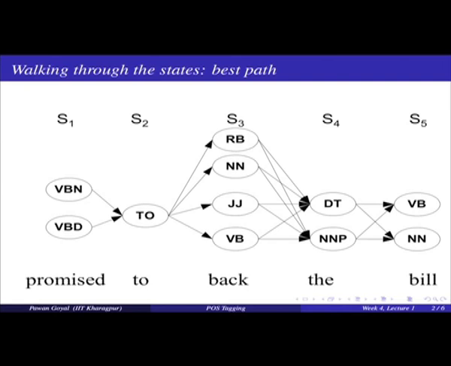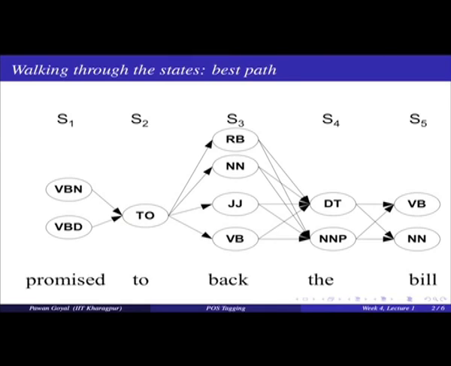So we had seen this figure in the last week itself. So we have this sentence, promised to back the bill, and I want to obtain the part-of-speech tag sequence for this sentence. So how do I start? I first start by finding out what are the probable part-of-speech tags for each of the individual words in this sentence. So for the word promised, the two possible tags are VBD and VBN. Okay, it can be past tense or a participle.